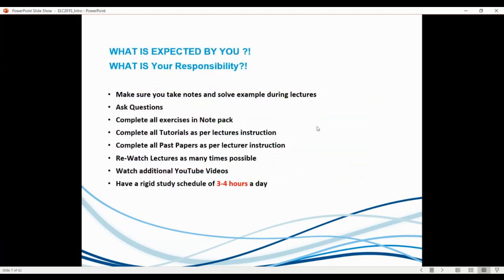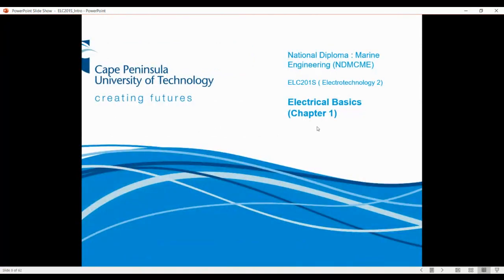Then again, it's the same as before. There's nothing additional in terms of what's expected of you. It's exactly the same as the materials. I won't talk too much about this, but your study schedule of 3 to 4 hours a day is really critical. And make sure you complete all the exercises, whatever past papers I post, tutorials, additional things, just to get yourself busy.